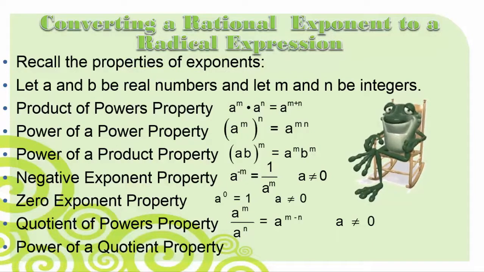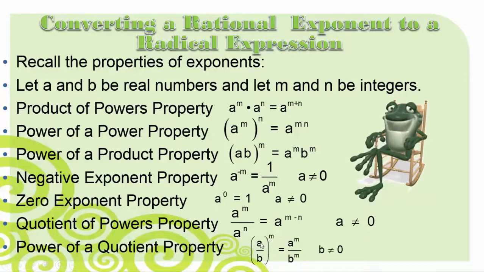Power of a quotient property. Here is when we have two different things inside, and we have a over b. That would be a to the m over b to the m, where b is not equal to 0, because if b is equal to 0, that means again we would get it undefined, and we don't want that.